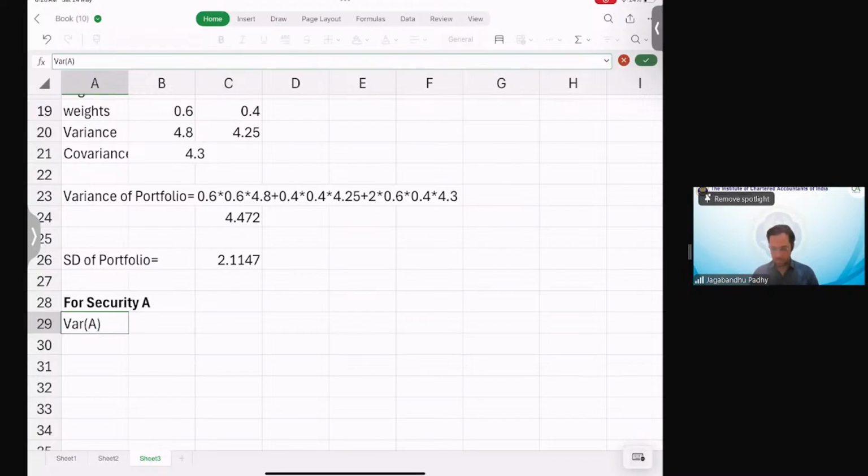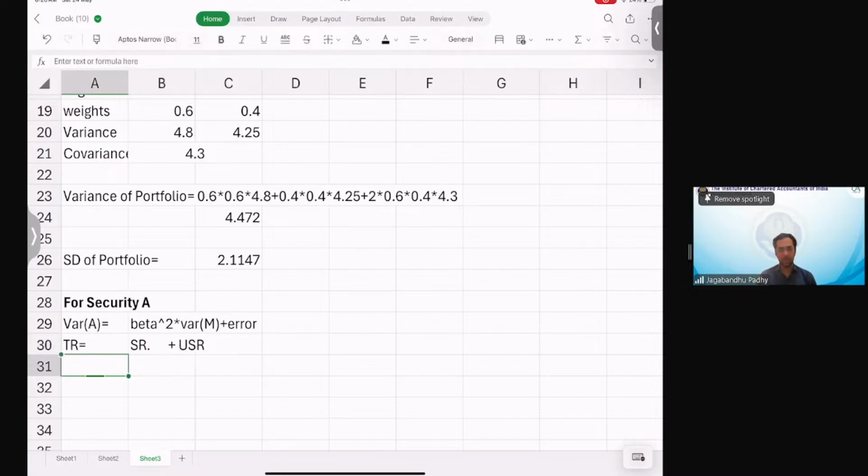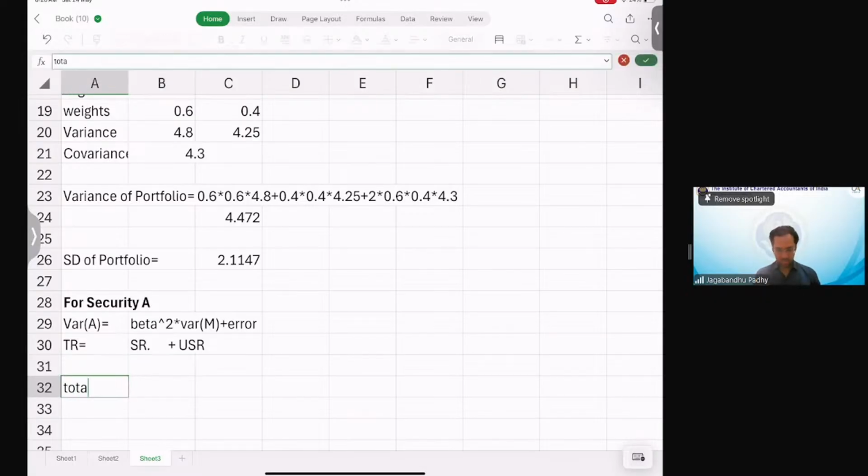variance of A will be equal to beta square into variance of market plus error term. Right? So this is like your total risk will be equal to this portion is your systematic risk plus unsystematic risk. Variance of A, you already know, or we can say the total risk of A is the variance of A.